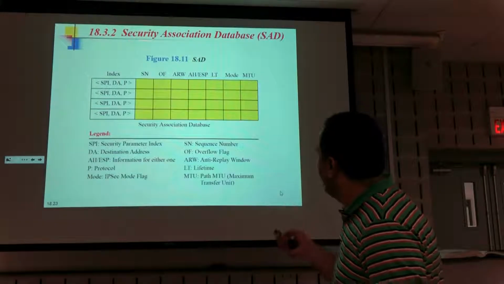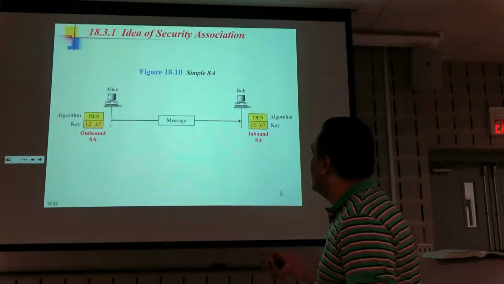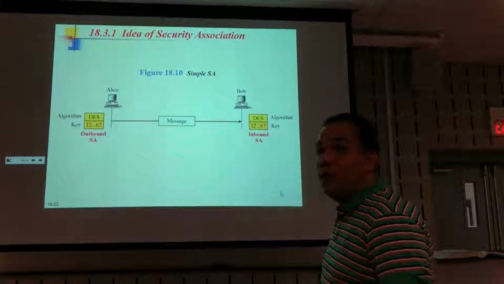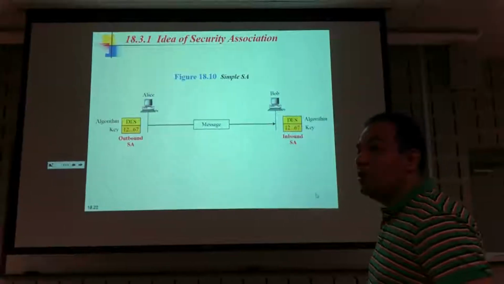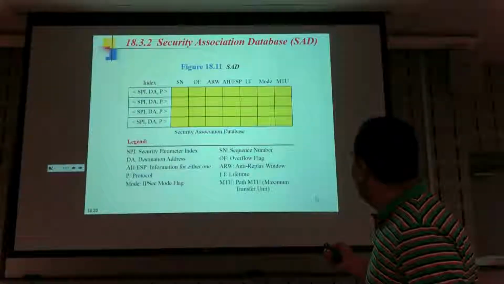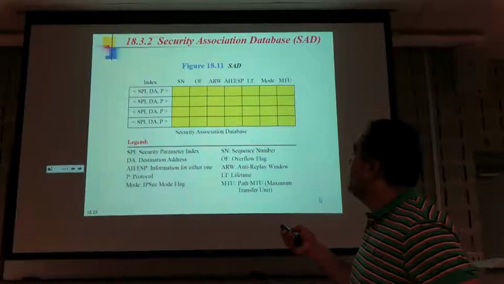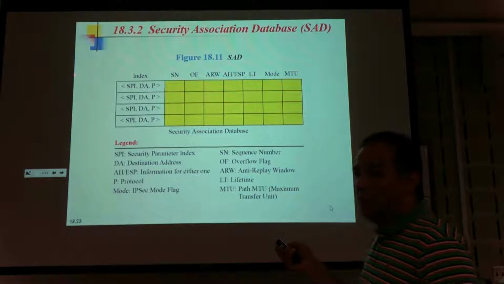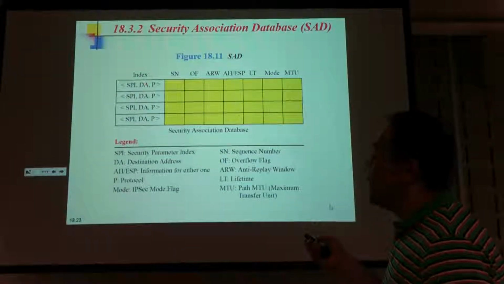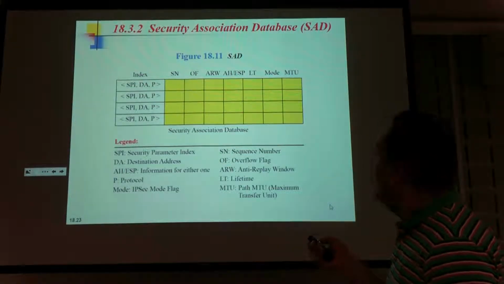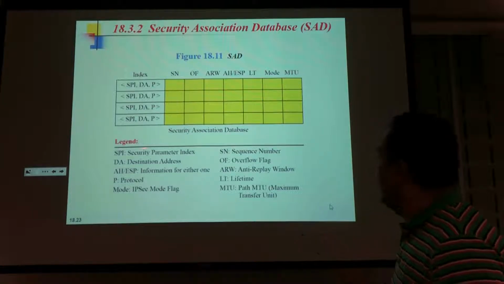So this is a database in one of the nodes. For example, it's saved in Alice. Alice can communicate with how many people? Many people could communicate with Bob and many others. So let's say the first line is for Bob. It will tell you the security parameter index, the destination address will be Bob, the protocol used, and other parameters, and many other nodes, right?